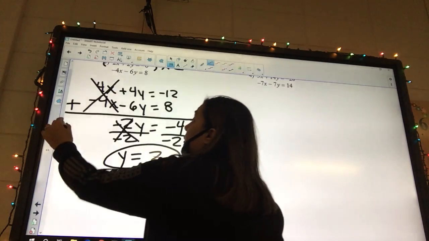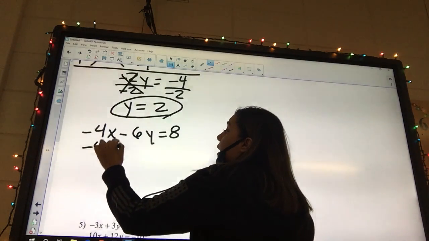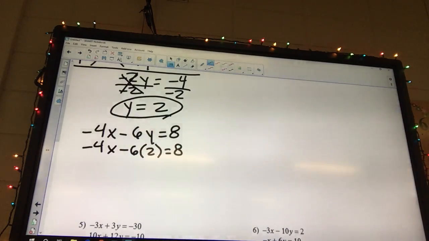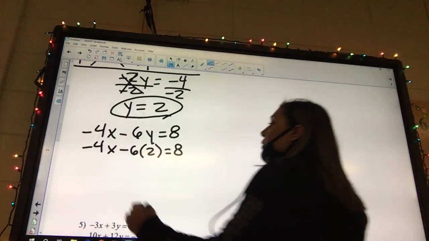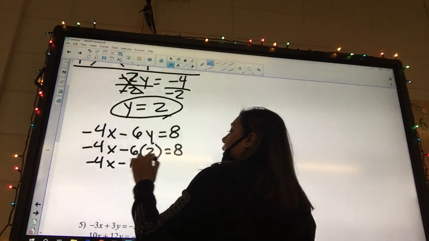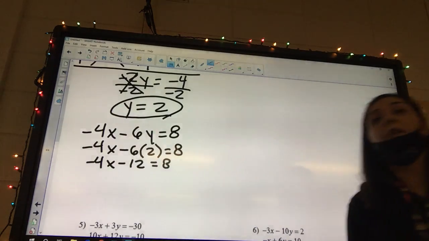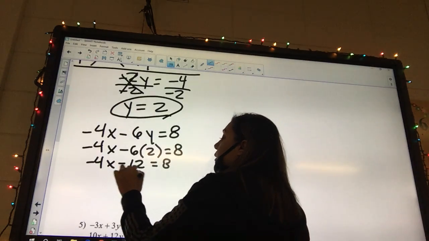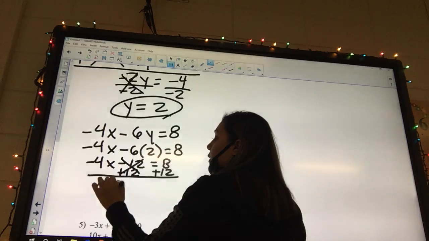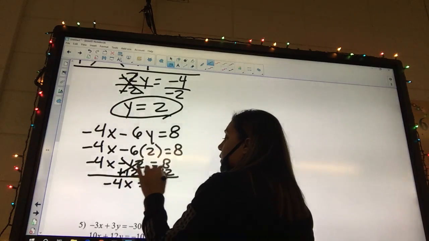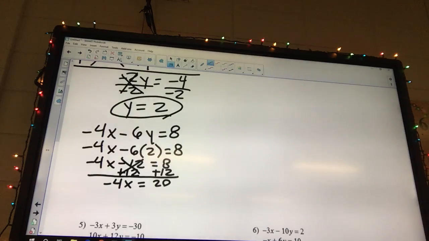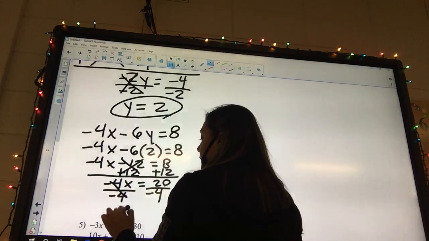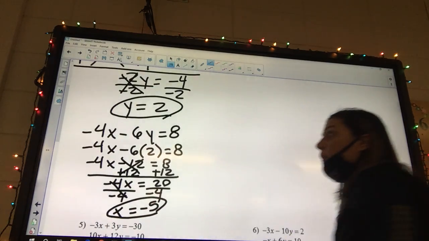Okay? And instead of y, what is my y? Yeah, okay, and you need to use parentheses wherever the letters are, okay? That way you know to multiply. Okay, so -6 times 2 is going to be -12. So I got -4x plus 12 equals 8. What would our next step be? Add 12 to both sides. So I got -4x equals 20. And then divide. x equals -5. Are we finished?